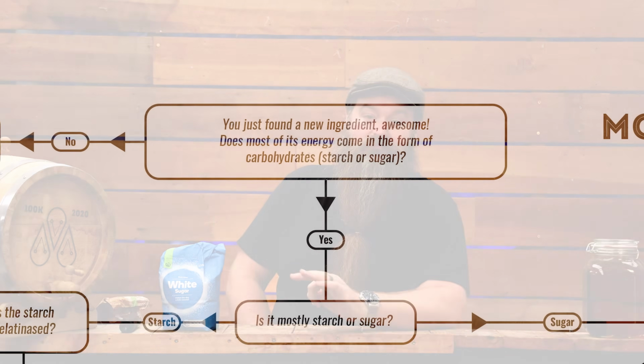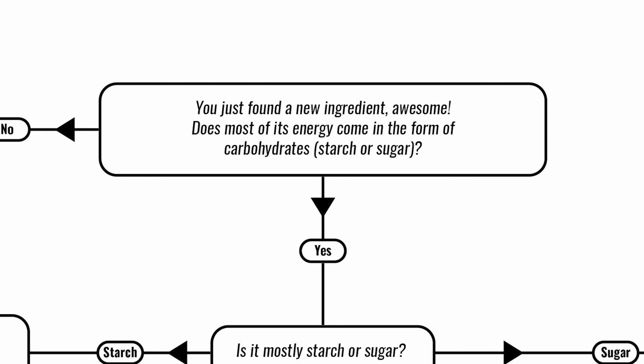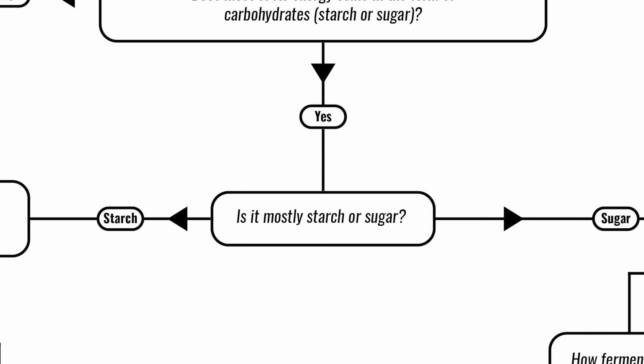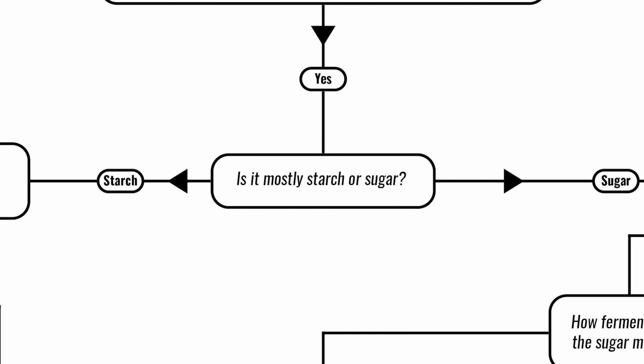So let's run an example through this thing, shall we? And let's start with something super freaking basic, just so you can kind of get an idea on how this flow works. Let's start with table sugar. I think you guys all know exactly what to do with this, but let's run through the example anyway. First of all, does it have carbs? Yes, it's got a buttload of carbs. That's all it is.